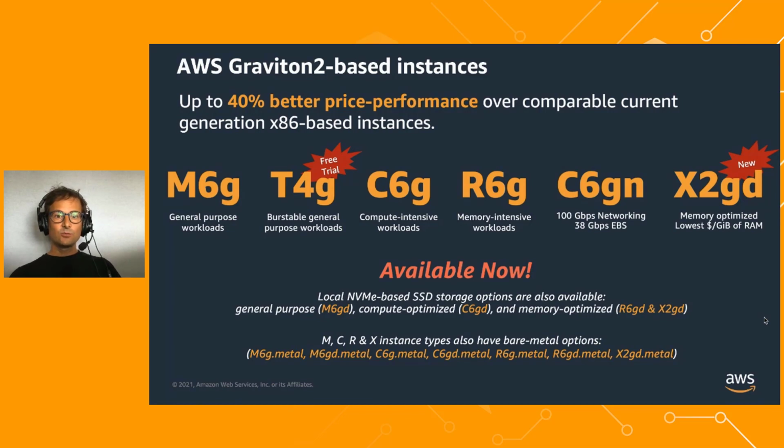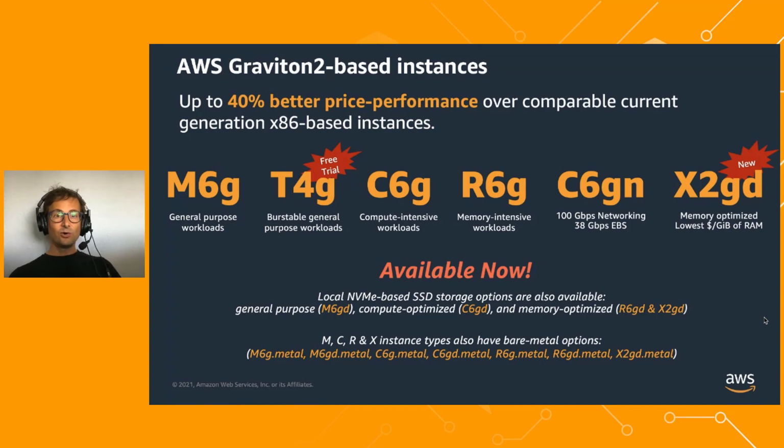We also recently released the X2GD. The X2GD is our instance with the highest amount of memory in the Graviton portfolio. It's also, in the entire AWS portfolio, the instance with the lowest ratio of dollar per gigabyte of memory. So if you have any workload where you need a huge amount of memory, you will have up to 1 terabyte of memory in the X2GD instances with access to 64 Graviton cores.